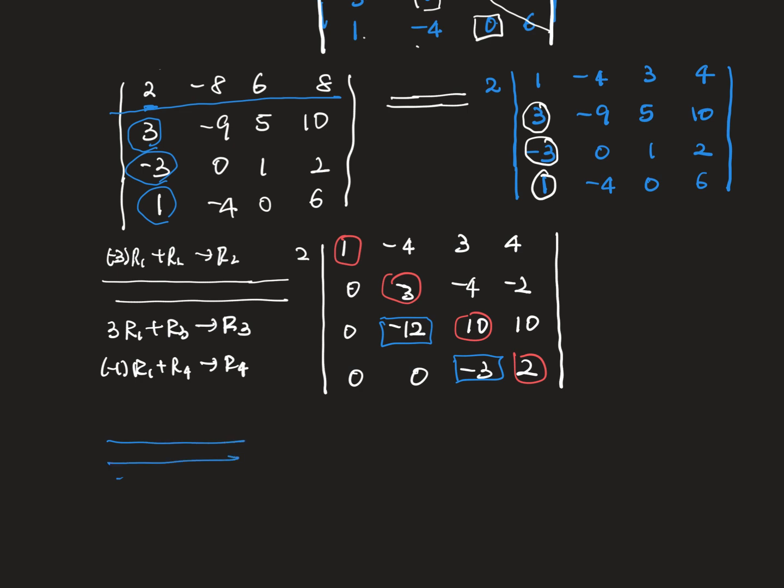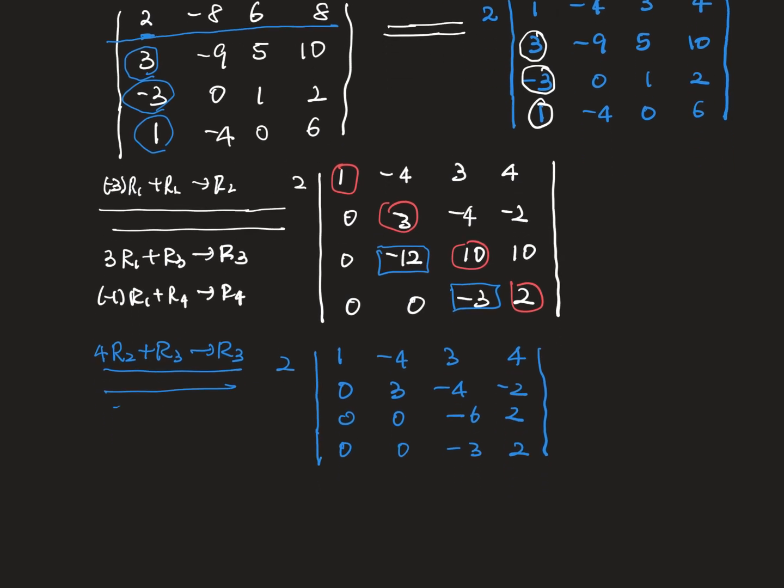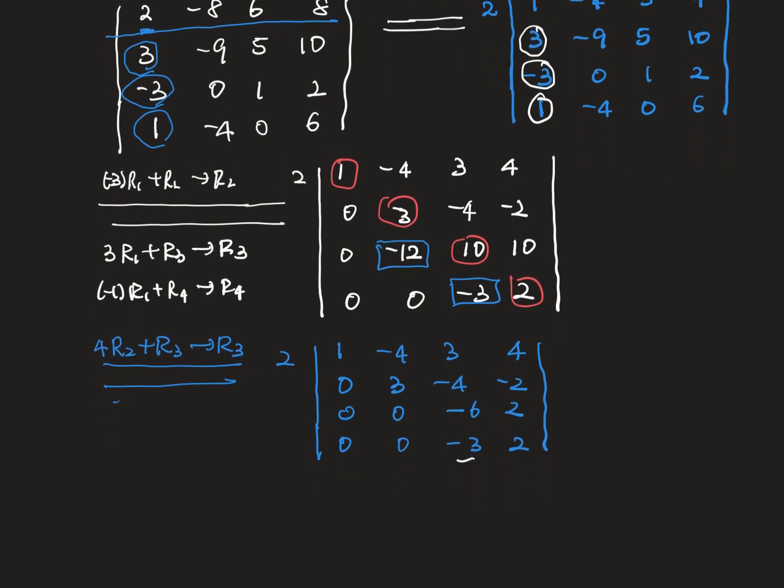So I'm going to do 4 times R2 plus R3 going to R3. That's what you're going to do, right? So I'm going to do 2, 1, -4, 3, 4, 0, 3, -4, and -2. Guys, what? 0, 0, -6, and 2. Okay, so you have 0, 0, -3, and 2. So you're almost there. So what do you have? This one should be 0, right? This one should be 0. How can I make this one 0?